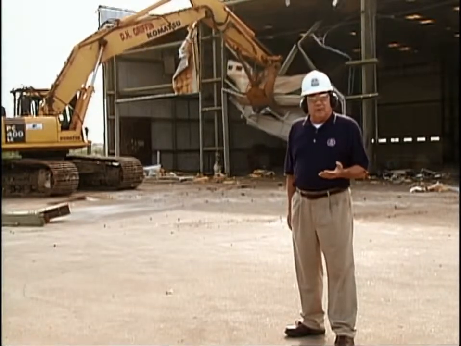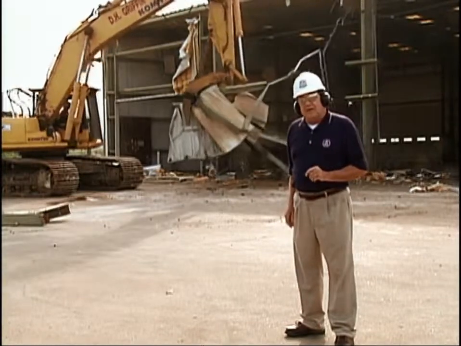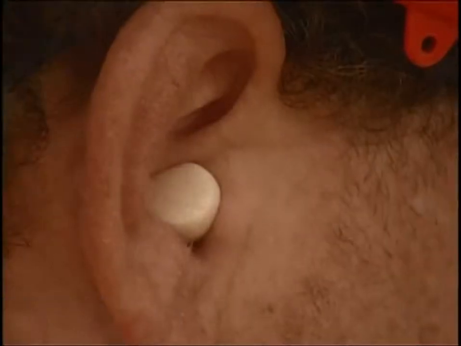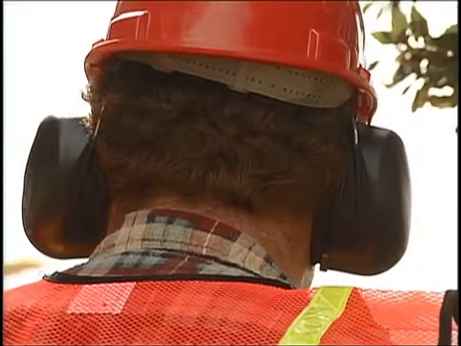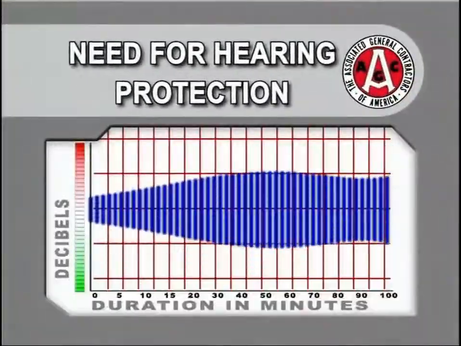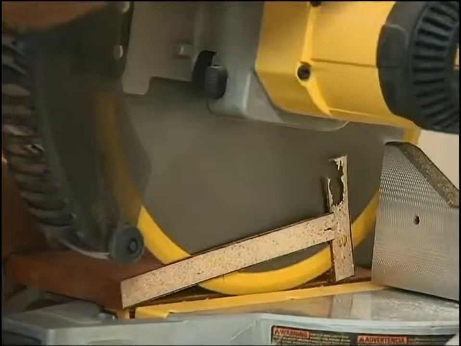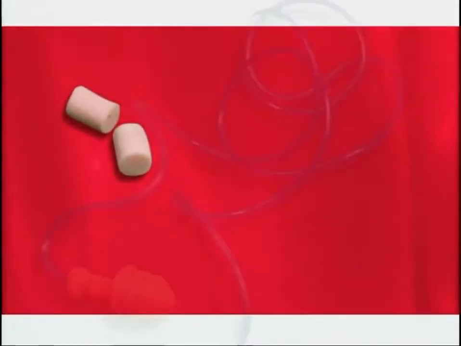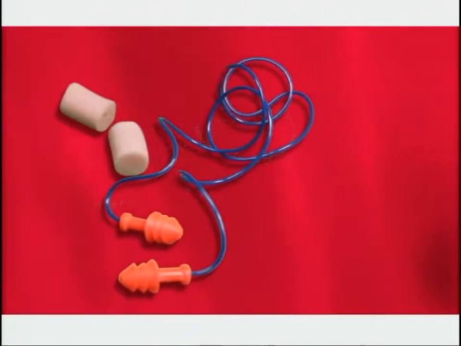Exposure to high levels of noise can cause irreversible hearing loss or impairment, as well as physical and psychological stress. When you're exposed to high levels of noise, always wear appropriate hearing protection. Hearing protection includes earplugs or earmuffs. The need for hearing protection depends on the loudness of the noise as measured in decibels and the duration of the exposure to the noise. Some types of hearing protection include single-use earplugs, preformed or molded earplugs, and earmuffs.